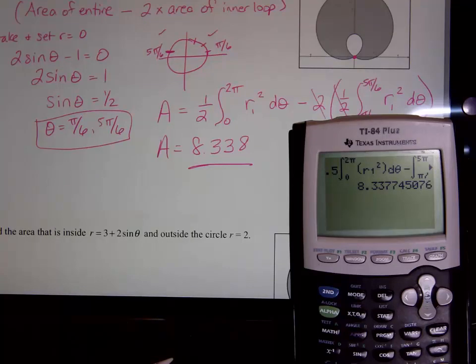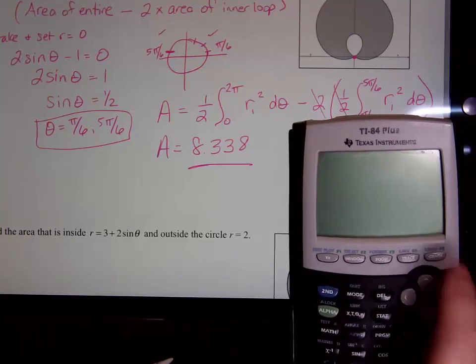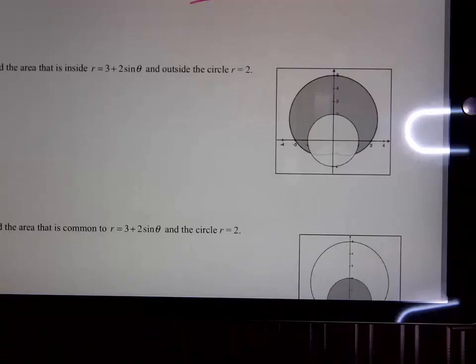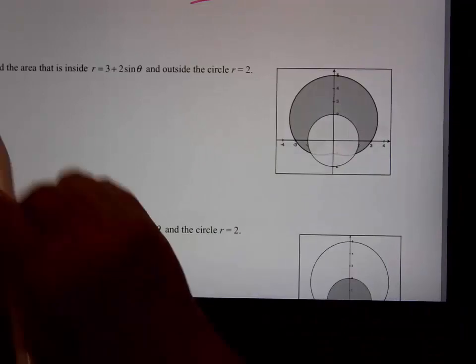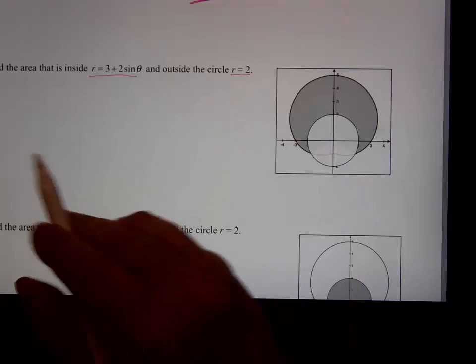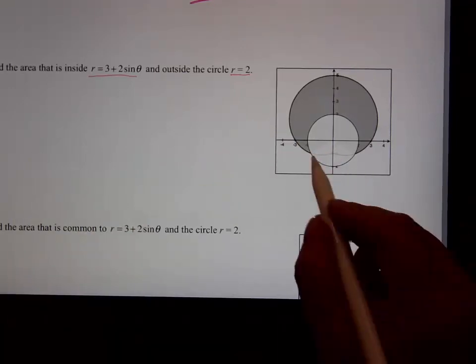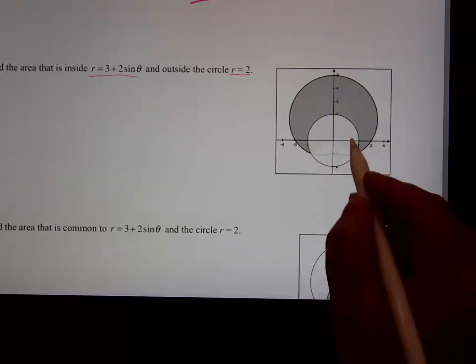How we doing? Doing okay? All right. Any questions? Are we good? Okay. Now let's look at the next question. This is one that they like a lot. I think last year's AP test on the BC had something like this. Find the area that is inside this curve and outside the circle. It's pretty obvious on here which one's the circle and which one's the other one. Can you see the line for the cardioid underneath it?